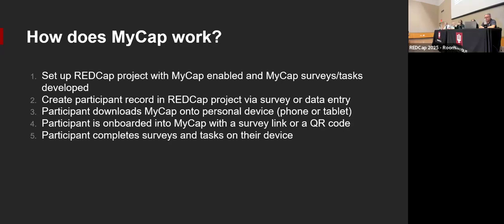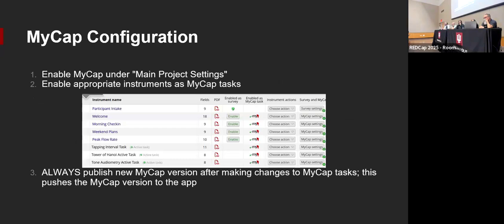And then the participant will complete surveys and tasks on their device. They will get a push notification in the morning that they have something due. And I know it's on the roadmap somewhere to have more time custom push notifications, like say if you want them to do something in the evening or in the morning or at a specific time. But right now, I think it is just push notifications in the morning.